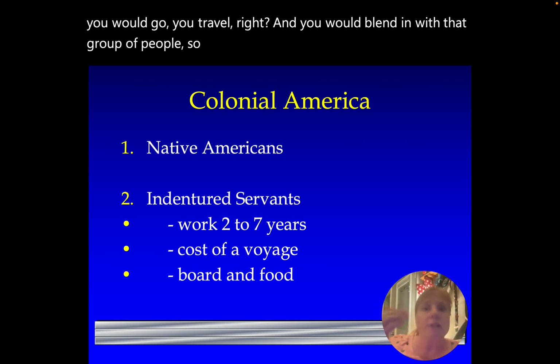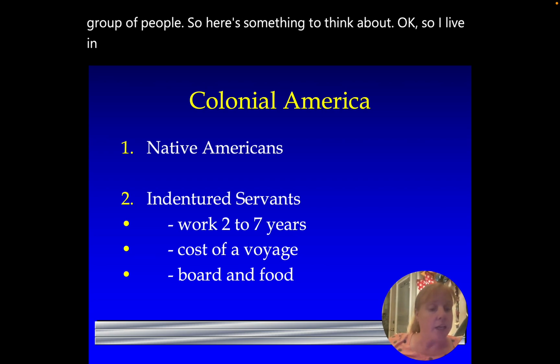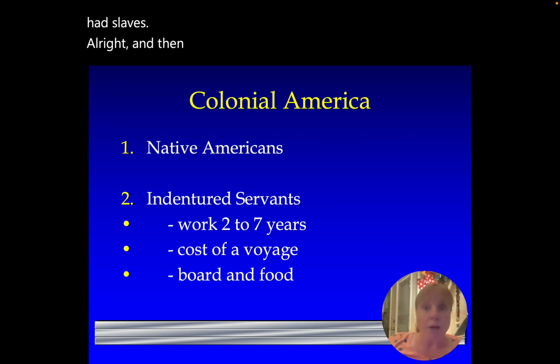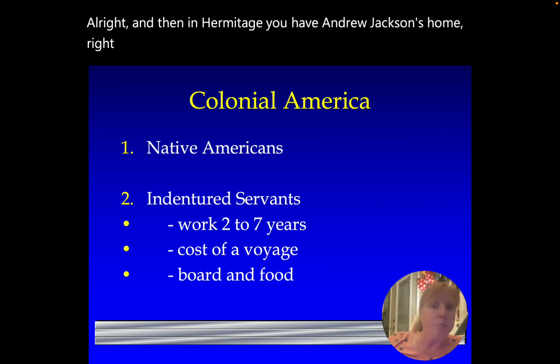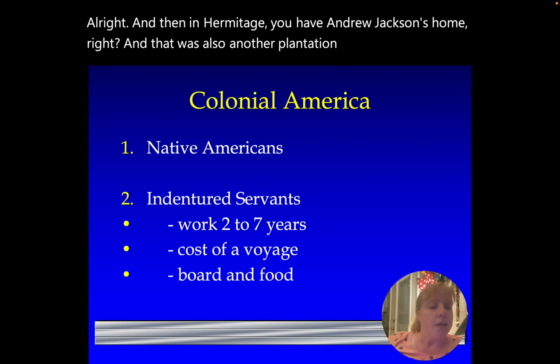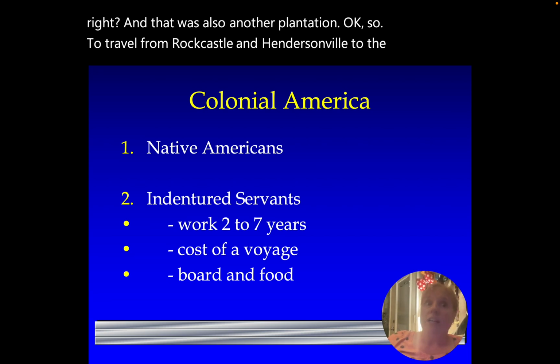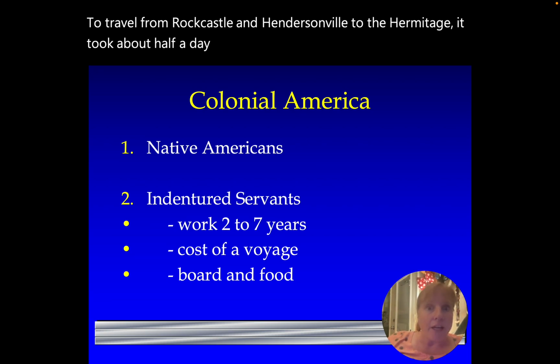So here's something to think about, okay? I live in Hendersonville, right? And in Hendersonville, there's this place called Rock Castle. Okay, Rock Castle used to be a plantation. It had slaves on it. All right. And then in Hermitage, you have Andrew Jackson's home, right? And that was also another plantation. Okay, so to travel from Rock Castle in Hendersonville to the Hermitage, it took about half a day travel, right? And like that takes us like 20 minutes now, right?